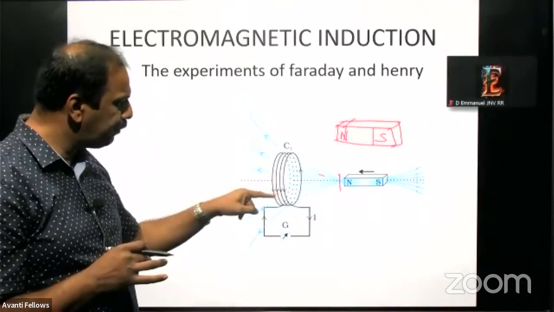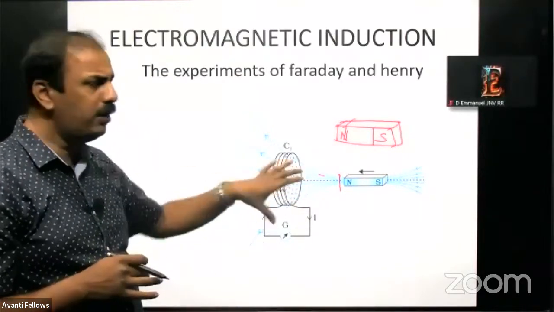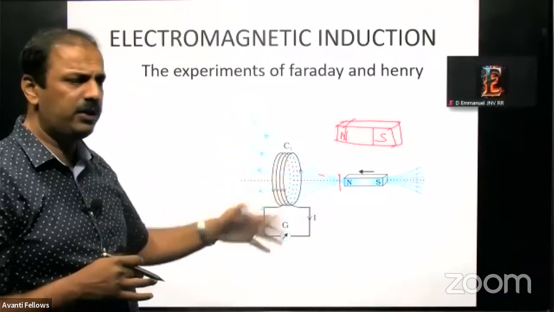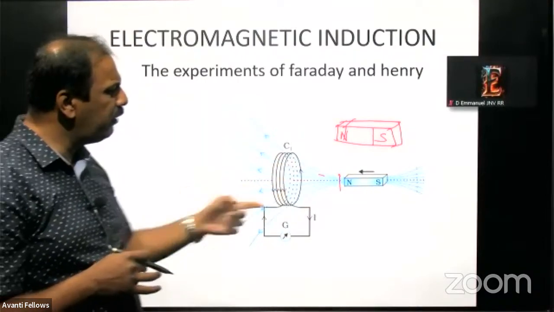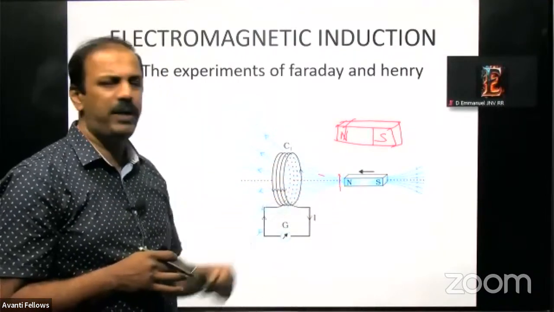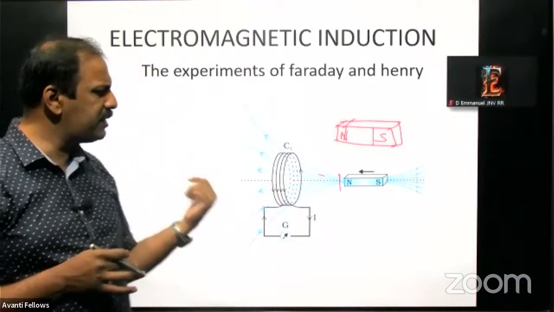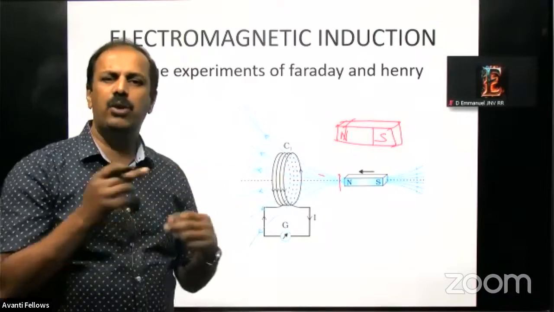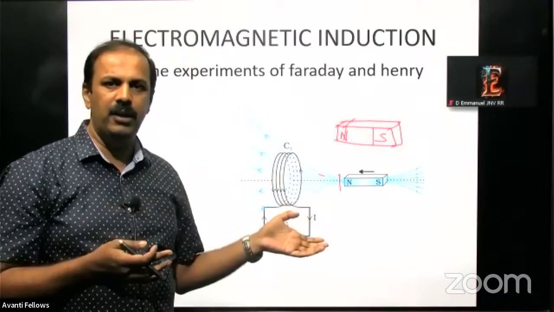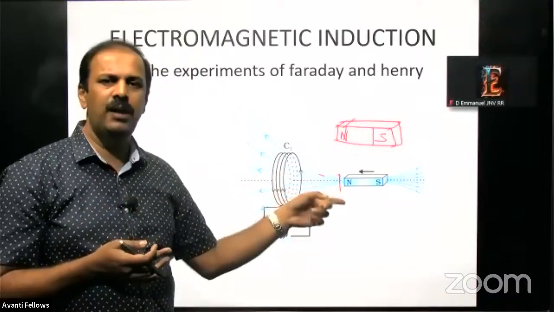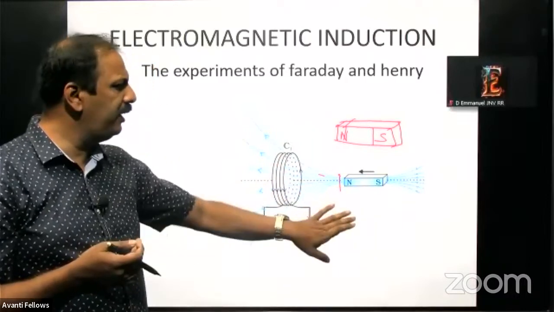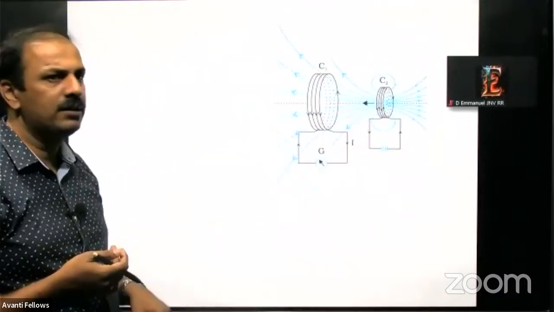So here we will go for a higher level, or the next step, where we will replace this magnet with a coil. So you already studied in the previous chapter that a current carrying coil acts like a bar magnet. So we can replace this magnet with a current carrying coil. So here that is done.